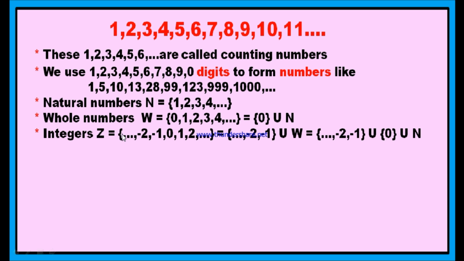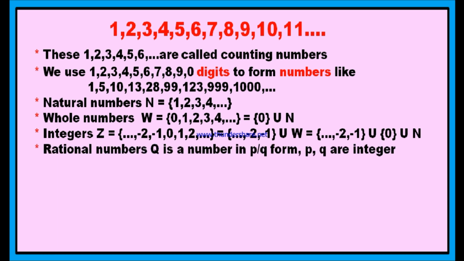These integers may start from minus infinity to minus 2, minus 1, 0, 1, 2 and so on. This is nothing but the negative numbers union whole numbers. If we add negative numbers to the set of whole numbers, you will get integers. In other words, if we add negative numbers and 0 to the set of natural numbers, again you will get integers.